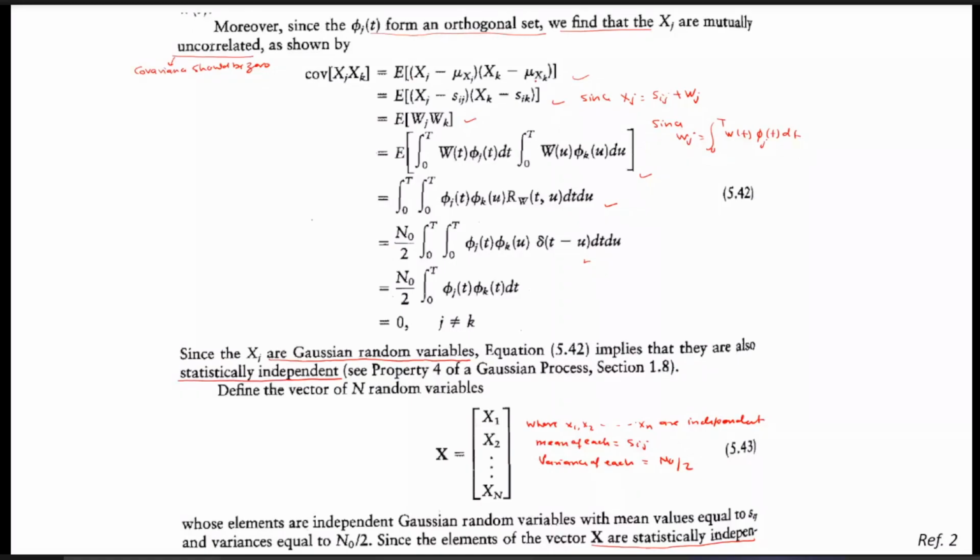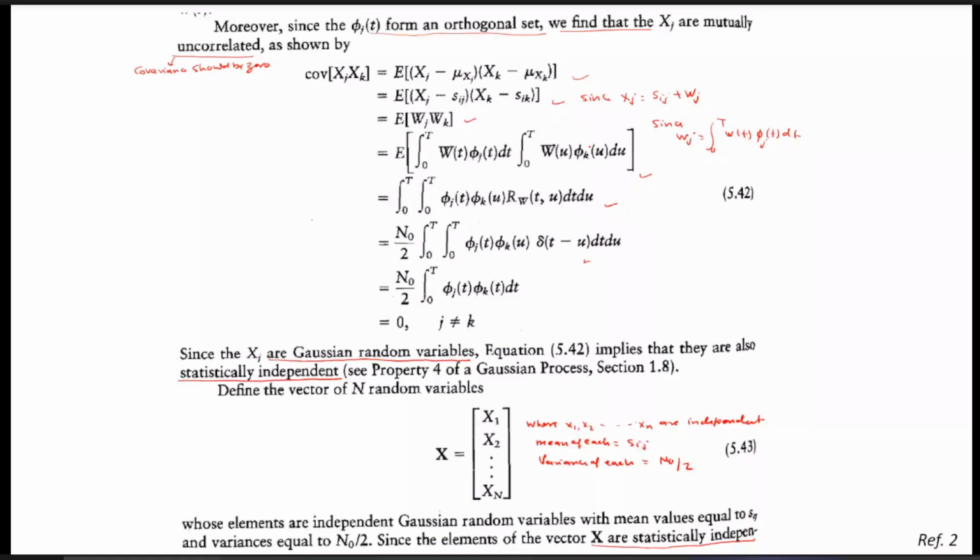So the mean value of xk will be sik. Expected value of xj minus sij, xk minus sik. Since we know that Sj equals sij plus Wj, the difference of this will be Wj. Similarly, the difference of this will be Wk. So we can write it as expected value of Wj Wk. This we can write as the expected value of the integral from 0 to t, because Wj is the integral of W phi j t and Wk is the integral of W phi k u du. So we can write again in a similar way Wj phi j t, k u, or Wtu.